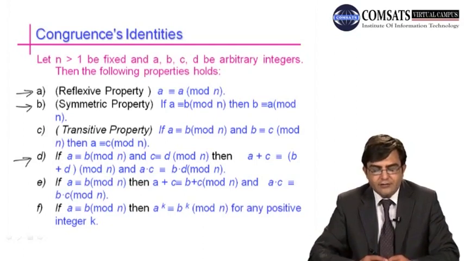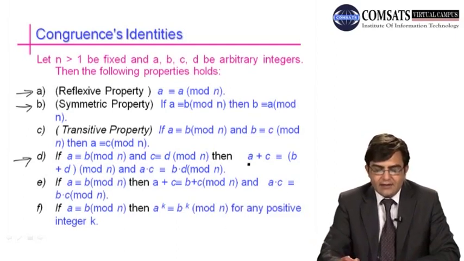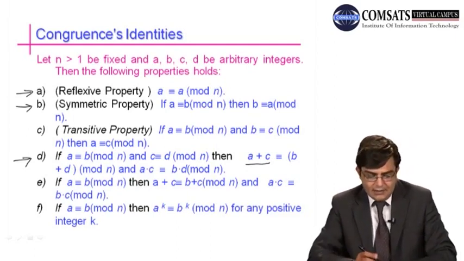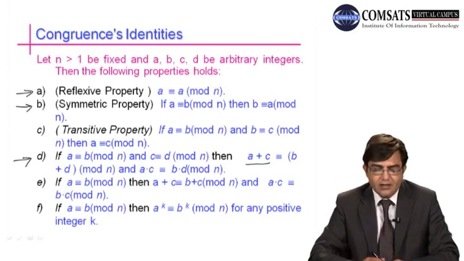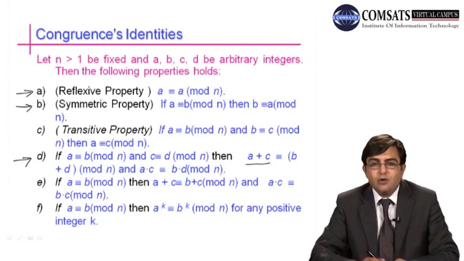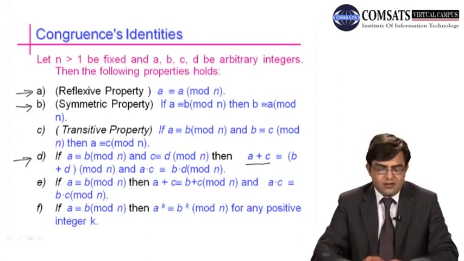If we have two congruences under the same modulo n, then we can say that A plus C is congruent to B plus D mod n, and also A times C is congruent to B times D mod n. So this is also a property of mod congruence.